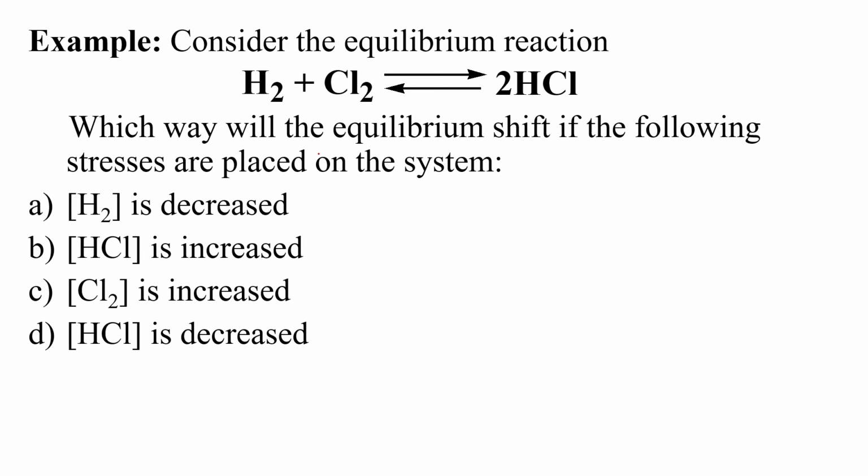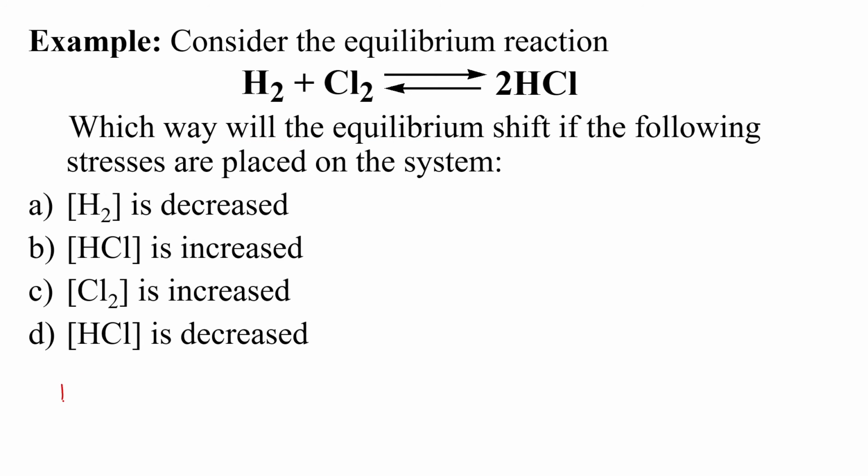Let's do this example. An equilibrium reaction is given. Which way will the equilibrium shift if the following stresses are placed on the system? Pause the video and find the answer. What would happen if hydrogen is decreased, if HCl is increased, if chlorine is increased, or if HCl is decreased? You have to find which way this equilibrium will shift. Will it shift to the right? Will it shift to the left?